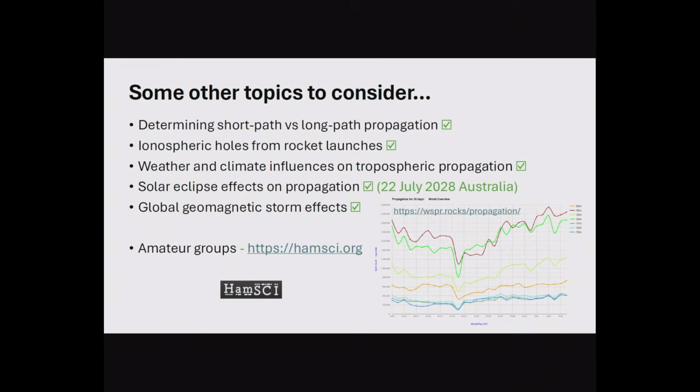So this is the 20th of January this year. This is from the WSPR Rocks propagation chart, showing the activity on a whole range of frequencies, but a big dropout on 40 metres, and that's 20 metres, just for a few days, and then a pickup. So that's kind of interesting to see.